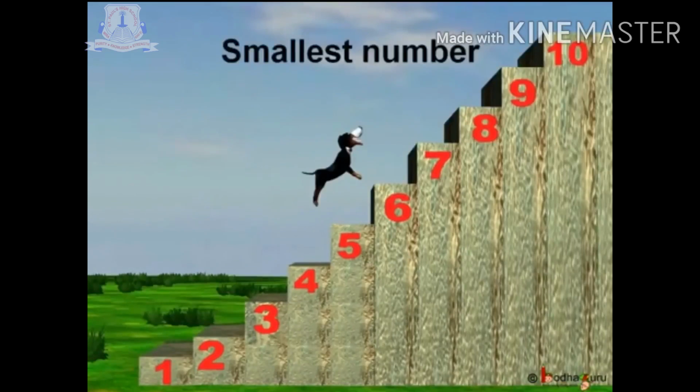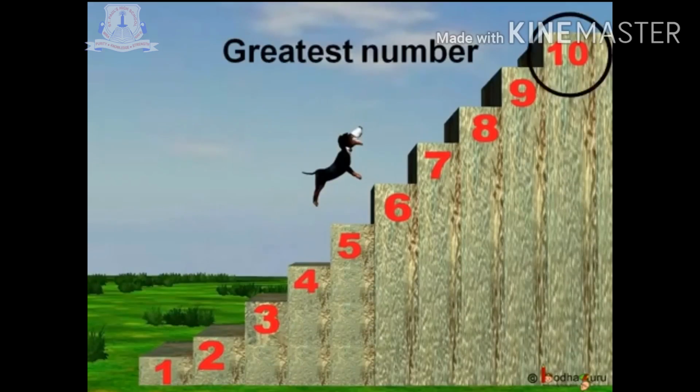Now tell me, which is the smallest number here? It is 1. And which is the greatest? 10. It means the biggest number here. 2 is greater than 1. 3 is greater than 2. 4 is greater than 3. 5 is greater than 4. 6 is greater than 5. 7 is greater than 6. 8 is greater than 7. 9 is greater than 8. And 10 is greater than 9. So 10 is the greatest number here.